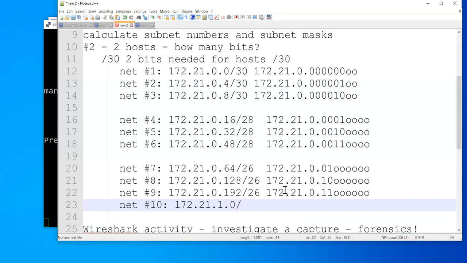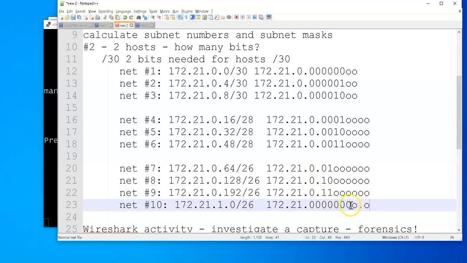0/26. Is that right? Let's see. 172.21. I'm going to put all these now in bits. 4, 5, 6, 7 bits. There's another host bit, and then all of these are host bits.